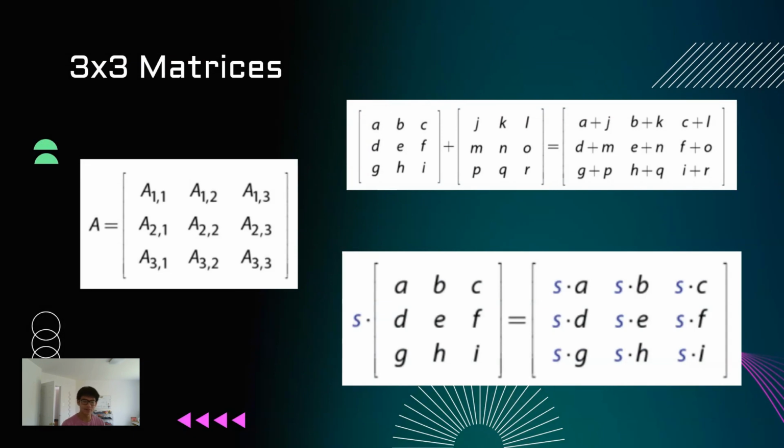So here we have a bunch of 3 by 3 matrices and their respective properties. We know we can add matrices together of same dimensions, and we can multiply matrices by a scalar. And then matrix by matrix multiplication can also occur depending on their dimension.